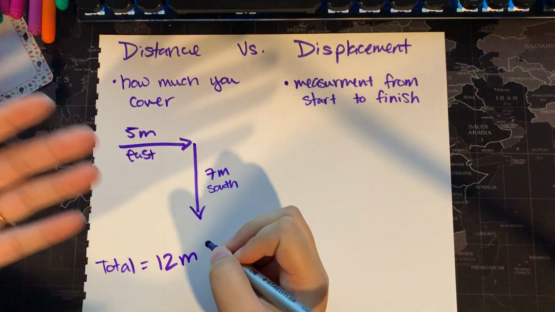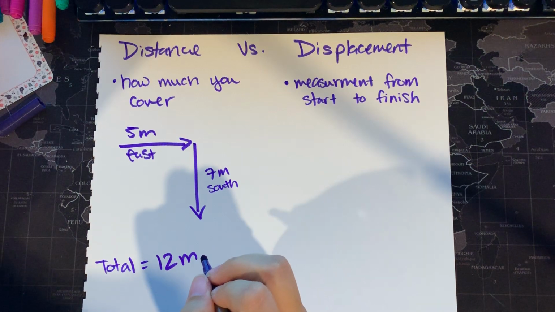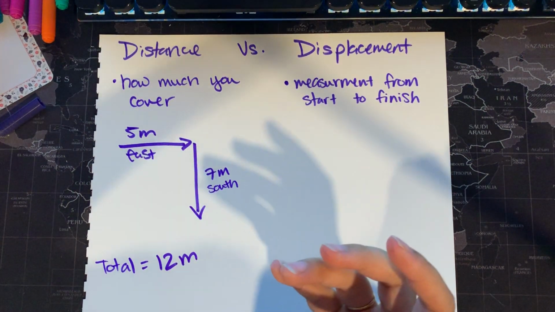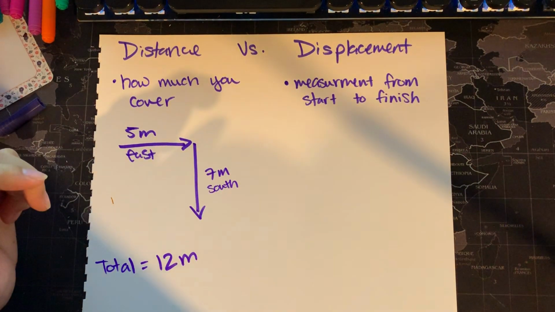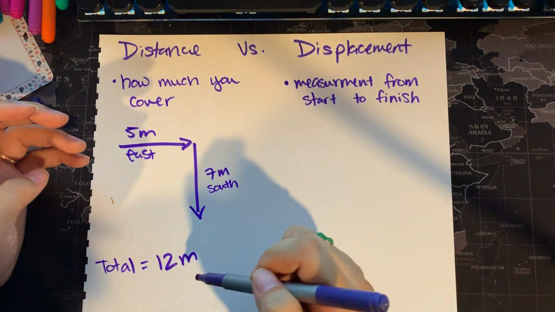I'm crazy. I can't do simple math right now. 5, 6, 7, 8, 9, 10, 11, 12. Yep, 12. Okay. See, you just saw me counting on my fingers. No shame. All right. So your total distance is 12 meters.